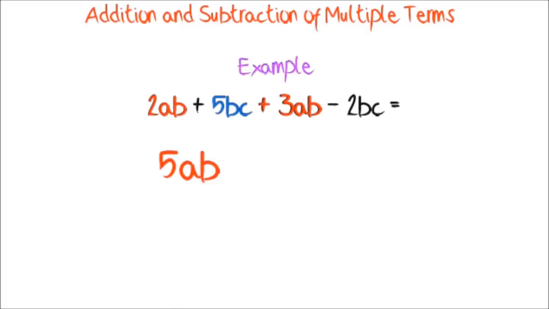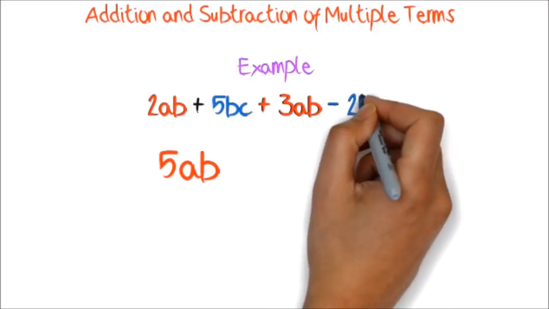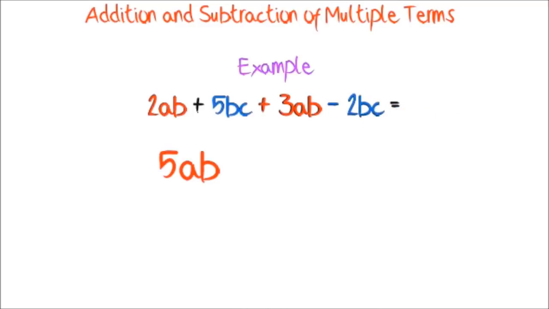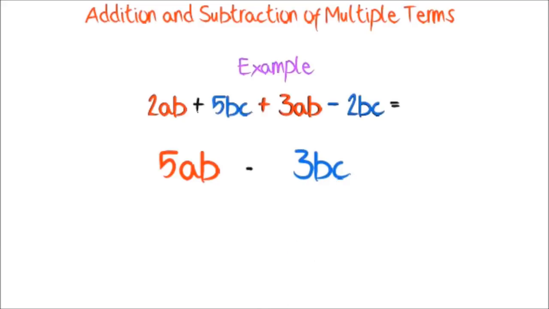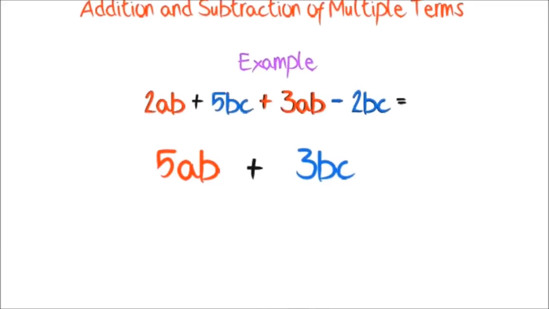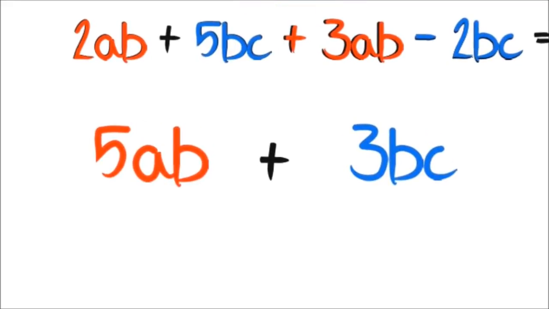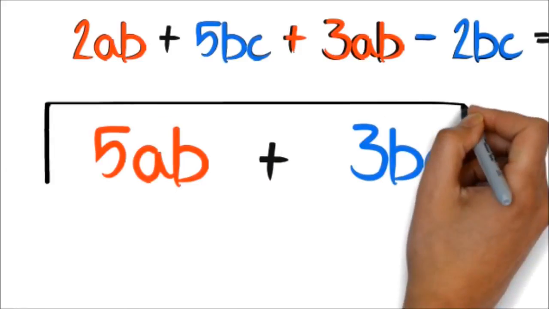We look for another term with bc. Here we have negative 2bc. We work on 5bc minus 2bc to get 3bc. We cannot add 5ab and 3bc since they have different letters after them. So that is our final answer.